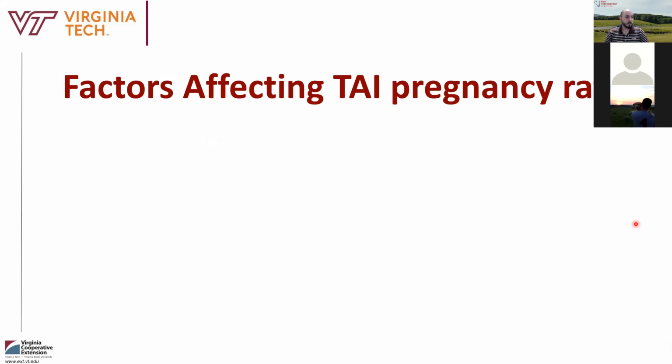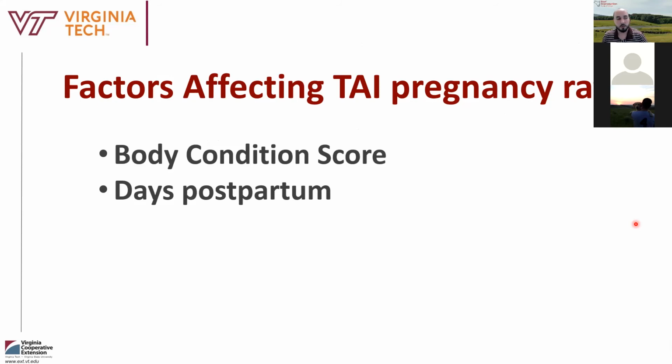I always ask my students this: there are several things that will affect pregnancy rate to timed AI, right? But there are two main things that are really important. When we get calls and somebody has had a problem and has poor pregnancy rates, the two things I'll ask for are, one, body condition score. What was the body condition score of the group of cows, and what were the days postpartum, right?